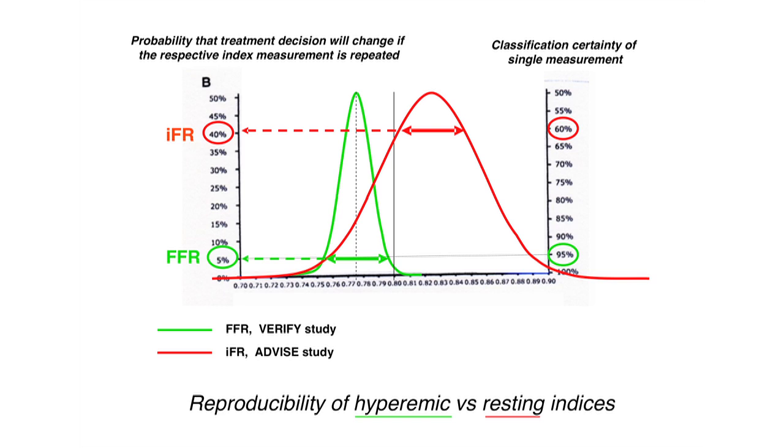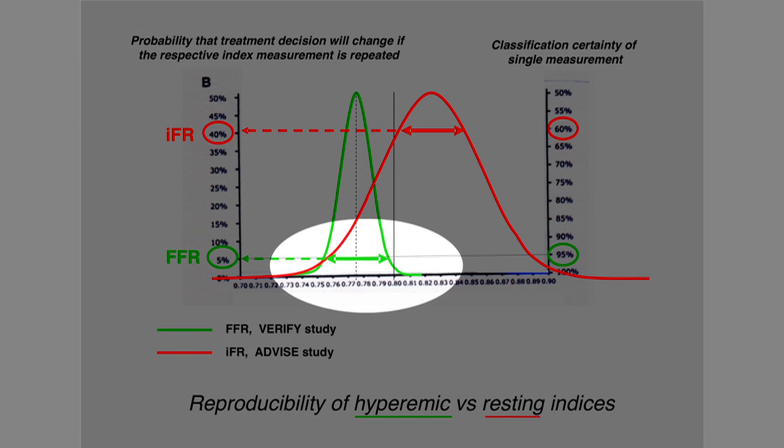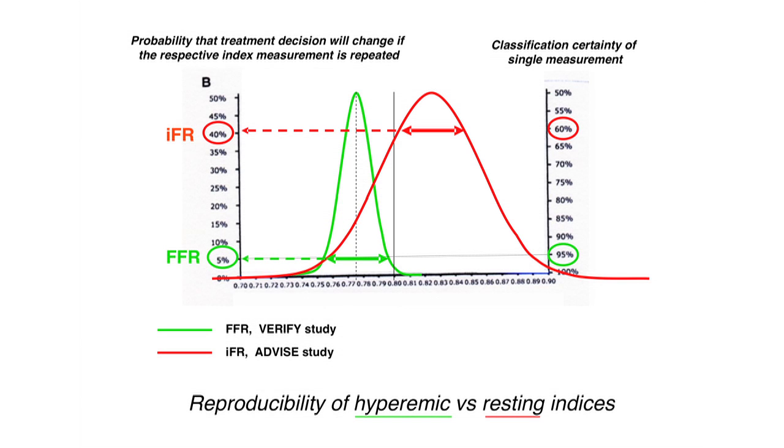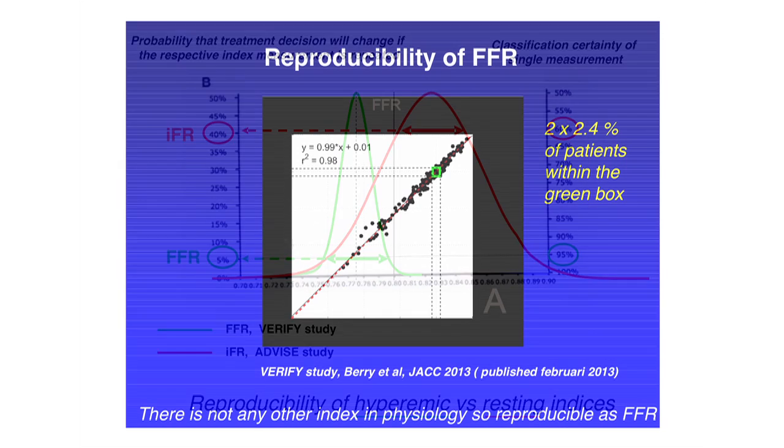And if you compare, by the way, fractional flow reserve, the green curve, to resting indexes, one of them is given here, iFR. You see that if you accept a misclassification of FFR of 5%, you have this very small gray zone. If you would like to have a similar gray zone for these resting indexes, at least 40% of your data would be misqualified.